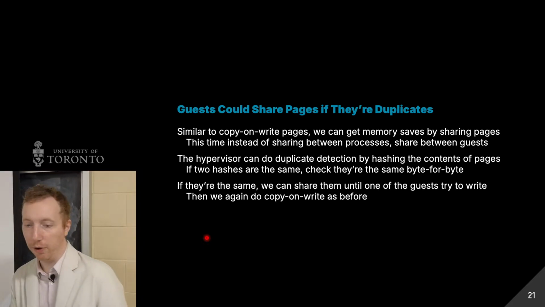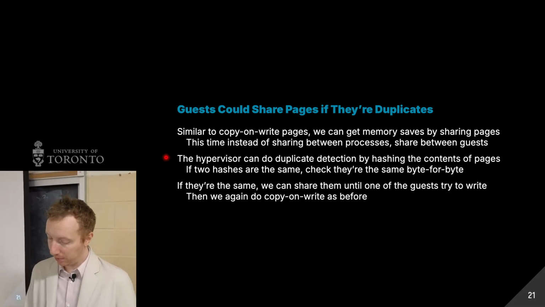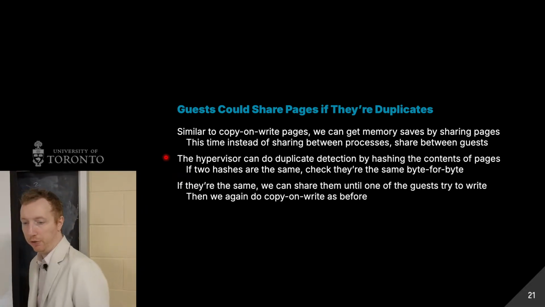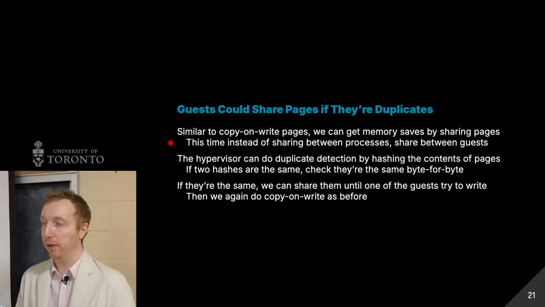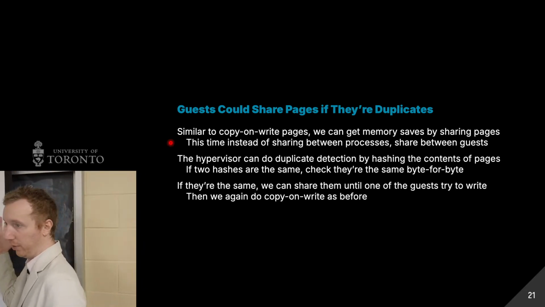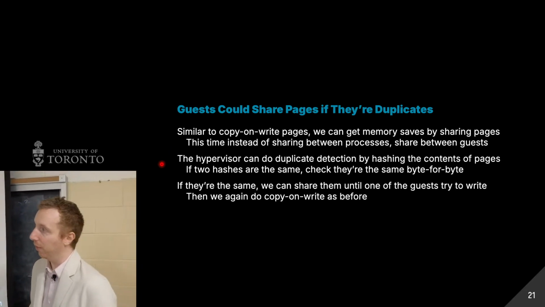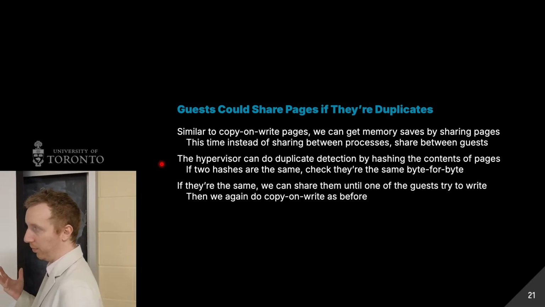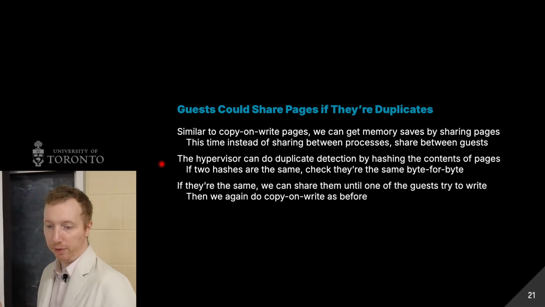And so, just like copy on write, well, we can actually save memory between virtual machines by sharing pages as well. But the only difference here is instead of sharing between processes, we're sharing between guests or operating systems. So the hypervisor, there's no fork or anything like that when you create a virtual machine. You can't fork one virtual machine from another.